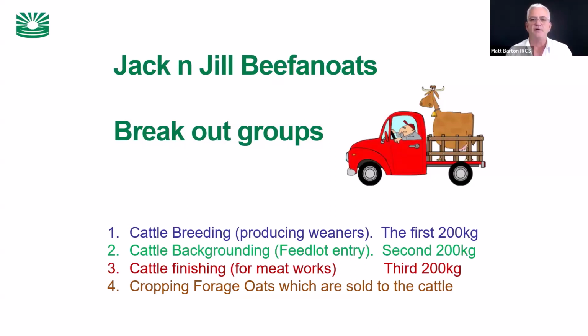How many enterprises are Jack and Jill running? Well, in this case, they're running 4 enterprises, and they need to be able to separate those costs between those enterprises. And that forage oats needs to be sold to the cattle. In that case, we use an agistment rate, because if you didn't have that forage oats and you didn't have feed for them, you could agist them elsewhere. So all it is, is an agistment return for that forage oats.